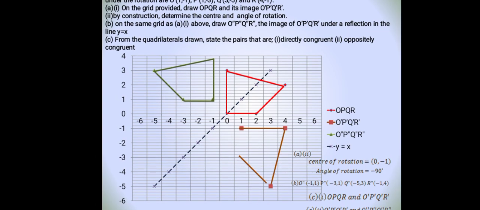The vertices of a quadrilateral OPQR are O(0, 0), P(2, 0), Q(4, 2), and R(0, 3). The vertices of its image under a rotation are O'(1, -1), P'(1, -3), Q'(3, -5), and R'(4, -1). A, 1. On the grid provided, draw OPQR and its image O'P'Q'R'. 2. By construction, determine the center and the angle of rotation.